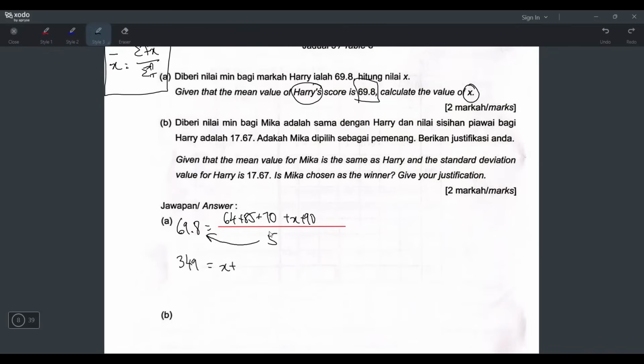64 plus 85 plus 70 plus 90. Okay, I got 309. So now how do I get my X answer? Just take 349 plus 309, send it over so it becomes minus. So 49 minus 9 is 40. Okay, done. This is the answer for A.